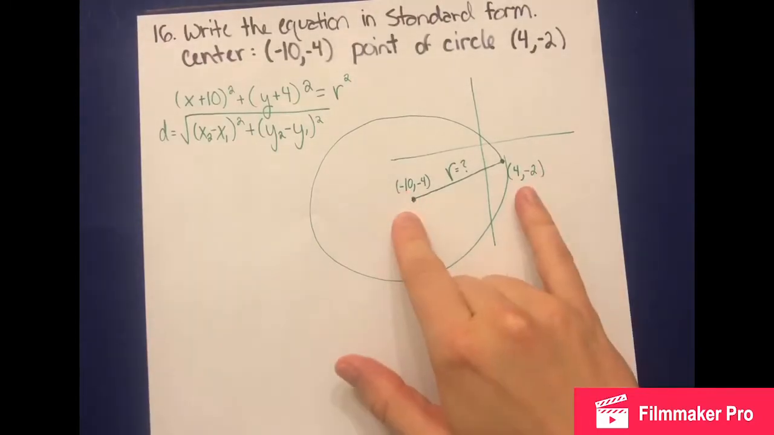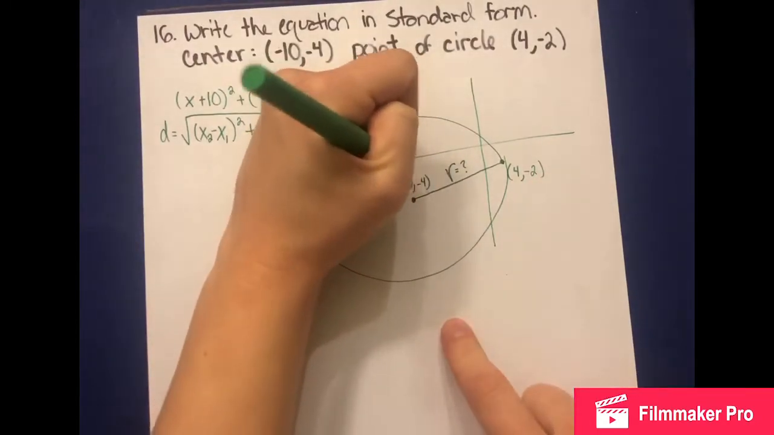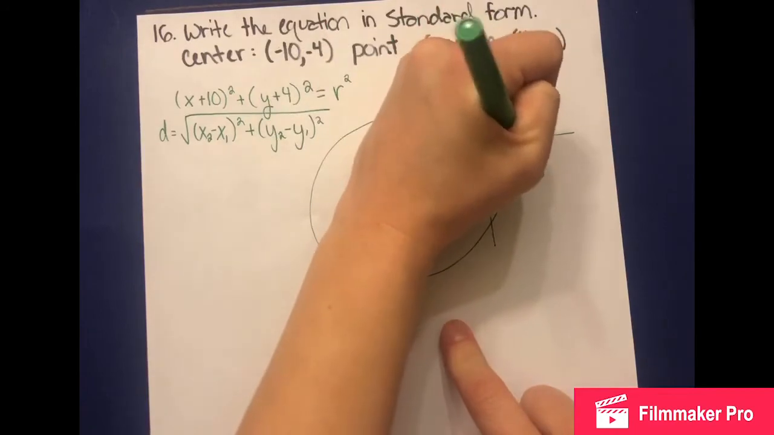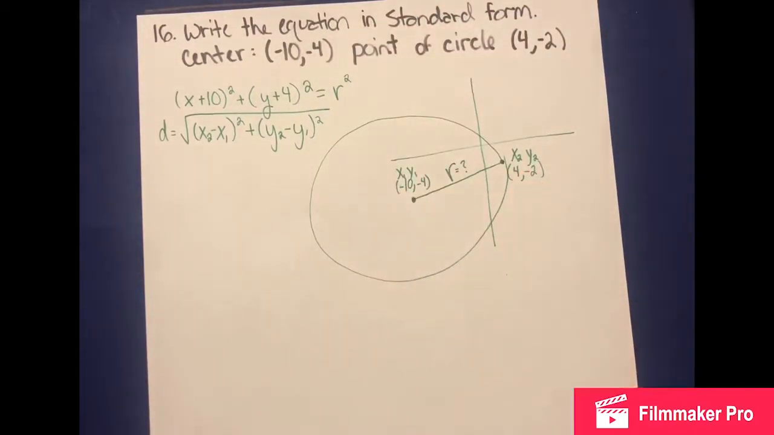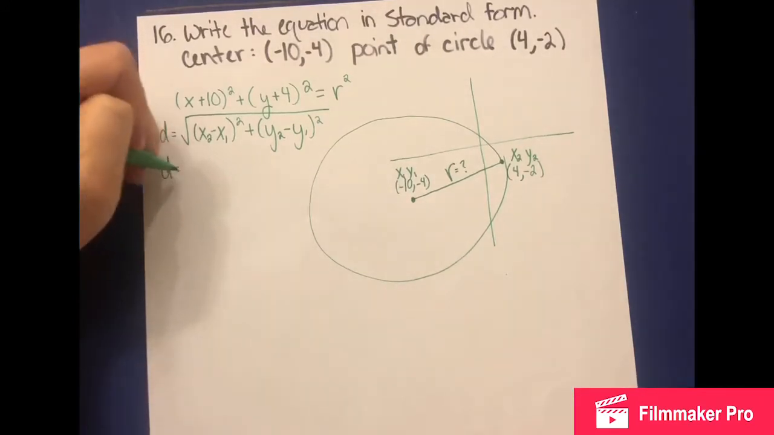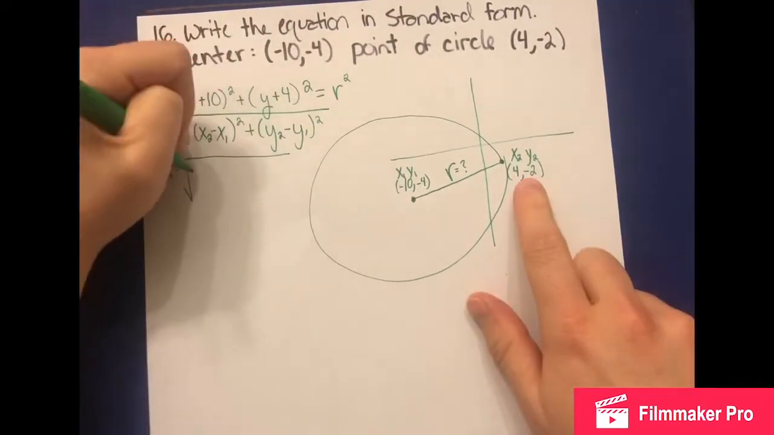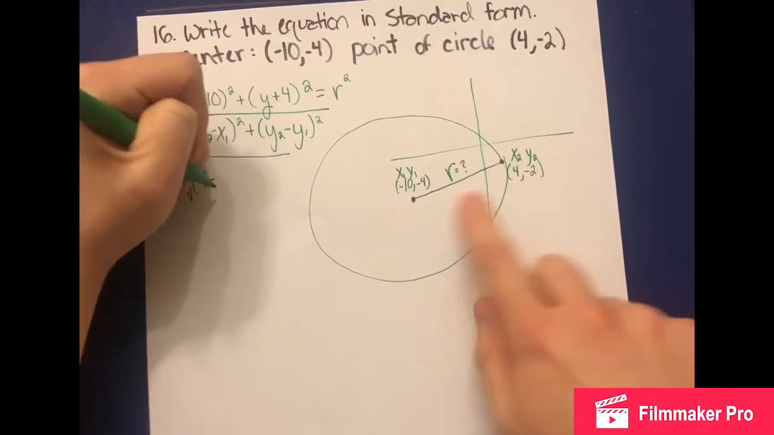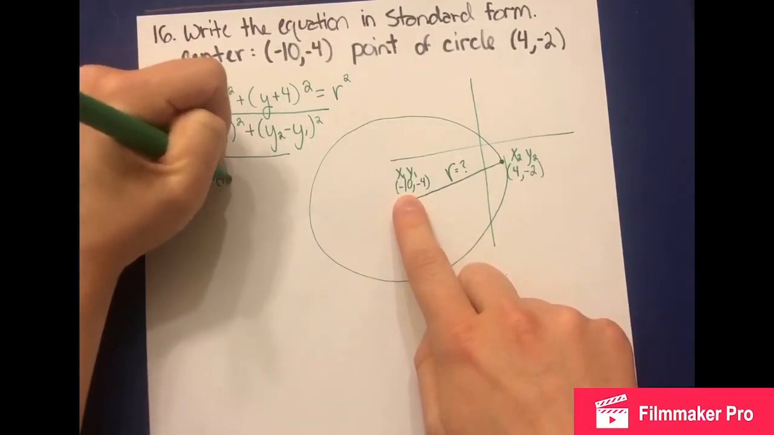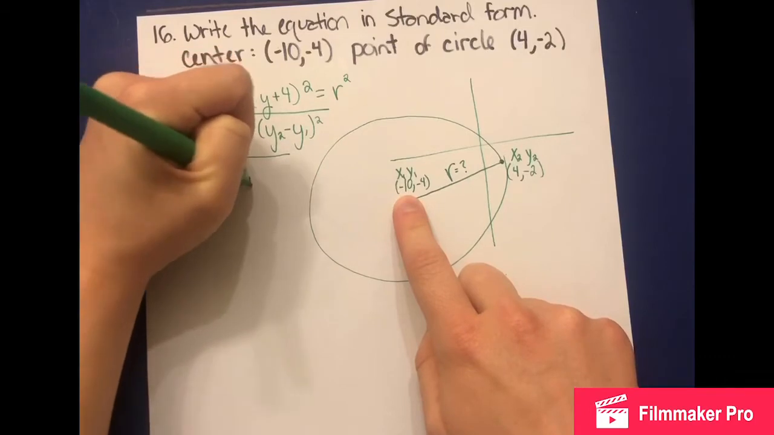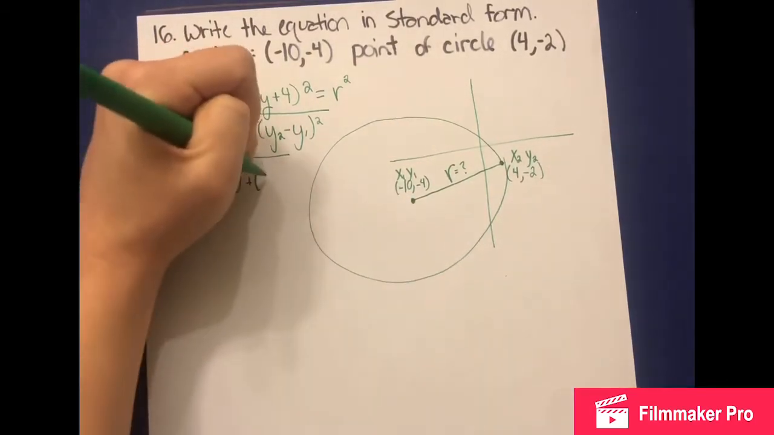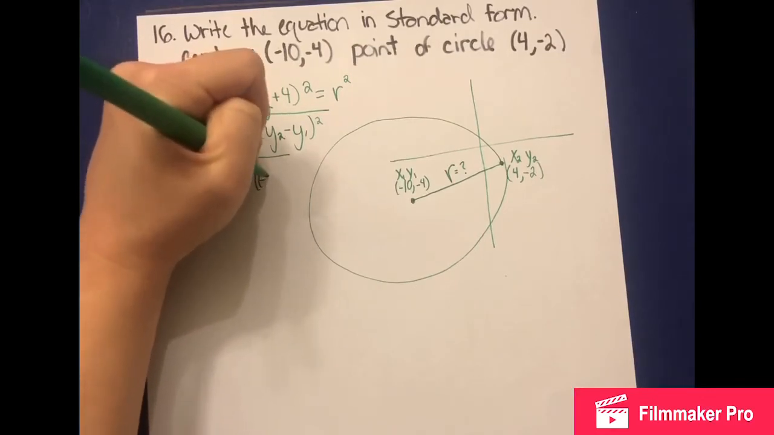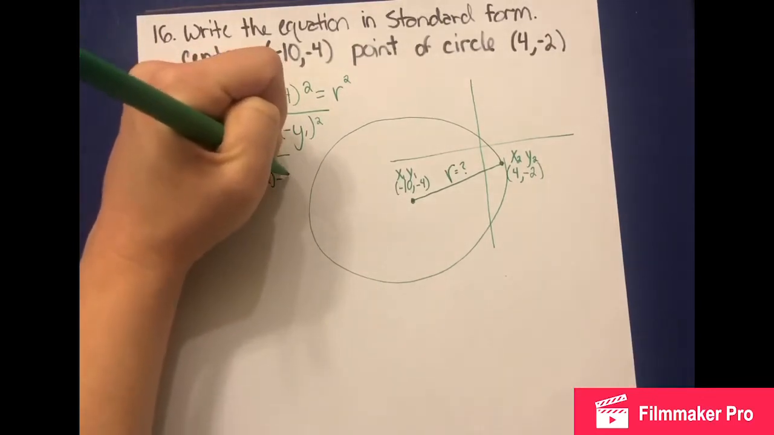I'm going to label my 2 points: x1, y1, x2, y2. And I'm just going to plug it in. So distance equals the big square root of x2, so that's 4 minus, this is a negative, so let's put that in an extra set of parentheses, 4 minus -10 squared. And I have y2, so -2 yet again. I'm going to throw an extra set of parentheses in there, minus y1, which is -4 squared.